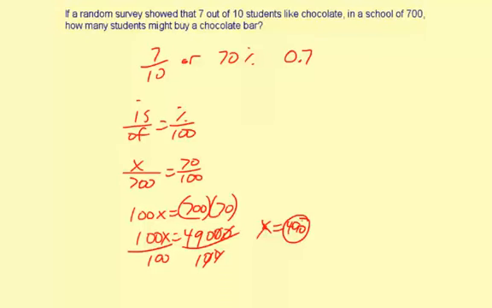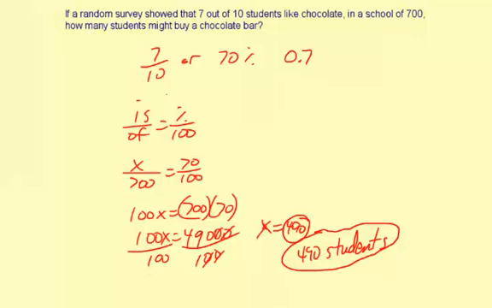So I would expect 490 students would end up buying a chocolate bar. And we don't know this because who knows what's going to happen. People might buy gifts for other people, but it's just a prediction here.